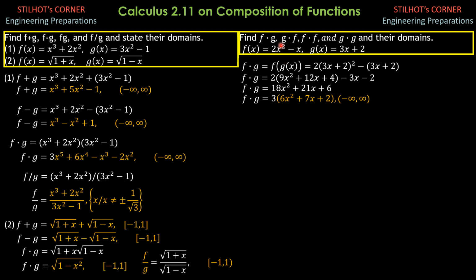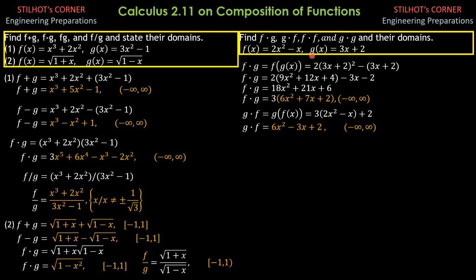Then g of f, so we replace x here by 2x squared minus x, so it is equal to 3 times quantity 2x squared minus x, then plus 2. Simplifying, g of f is equal to 6x squared minus 3x plus 2, and the domain is from negative infinity to positive infinity because that is a polynomial function.